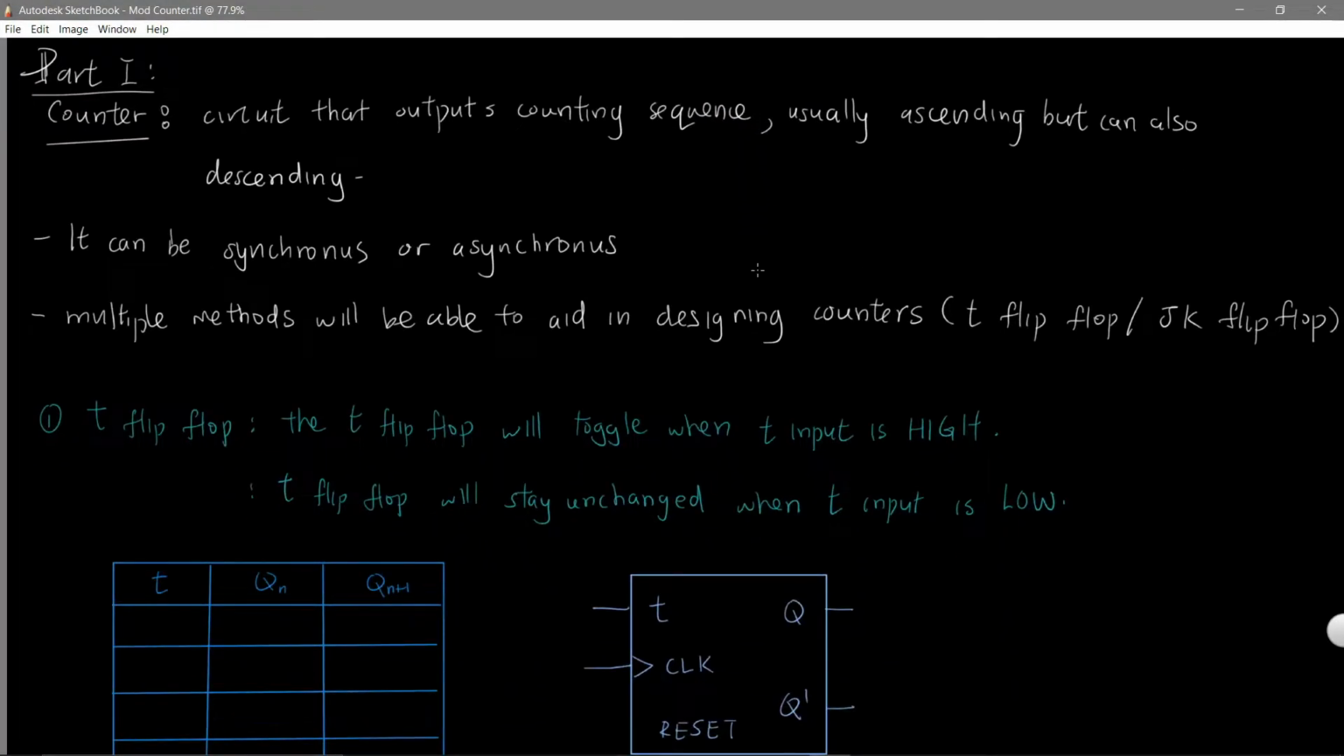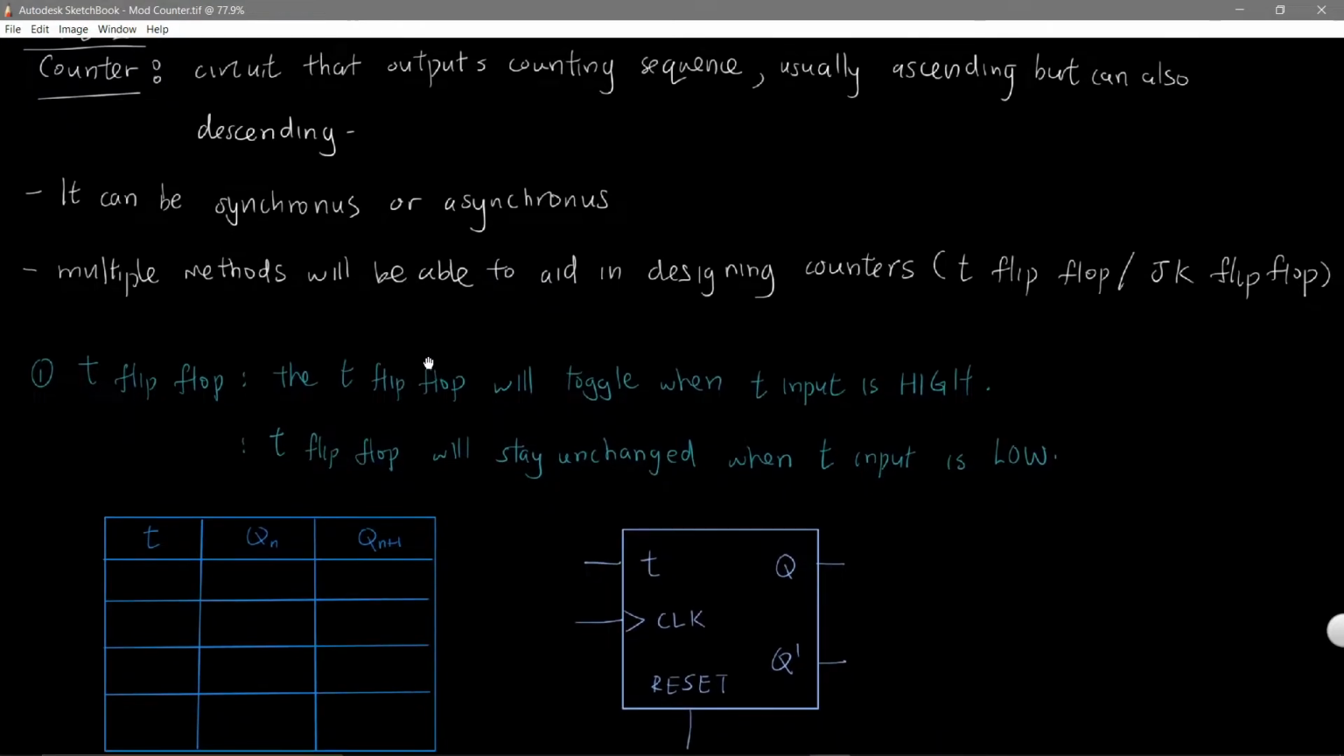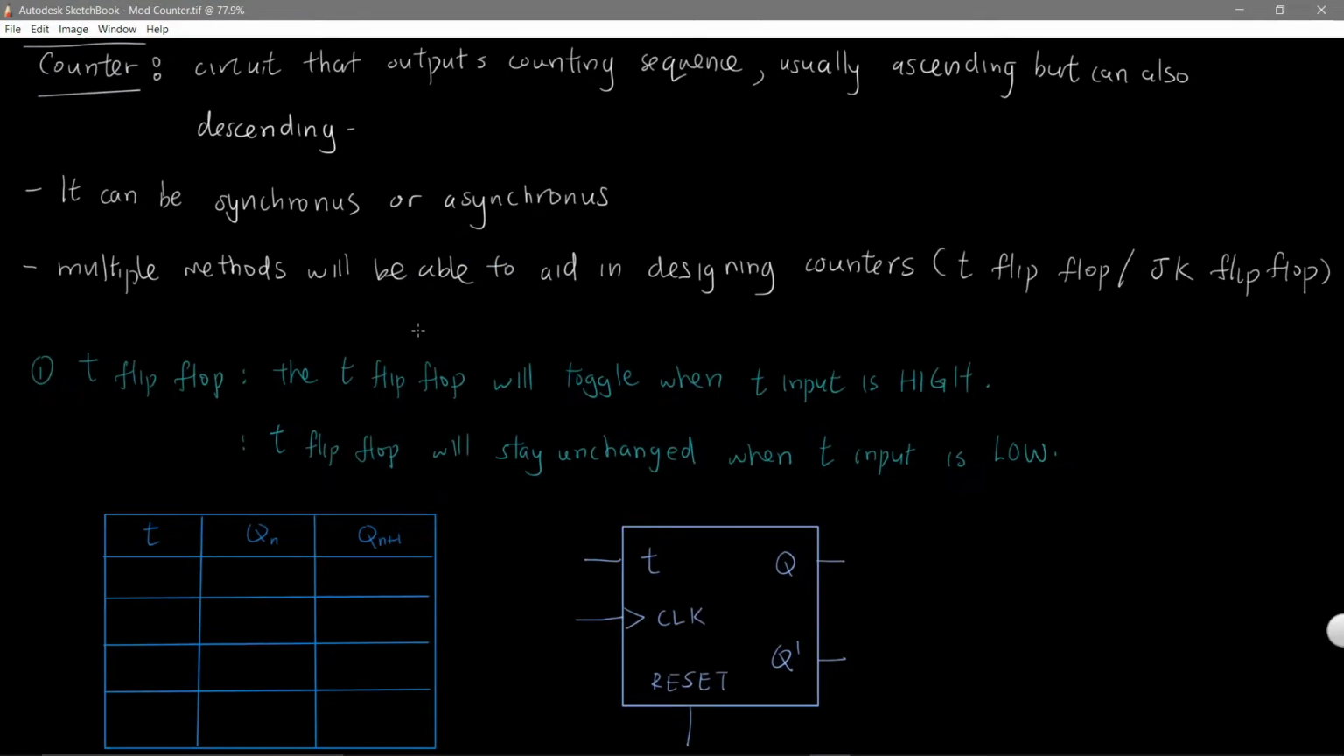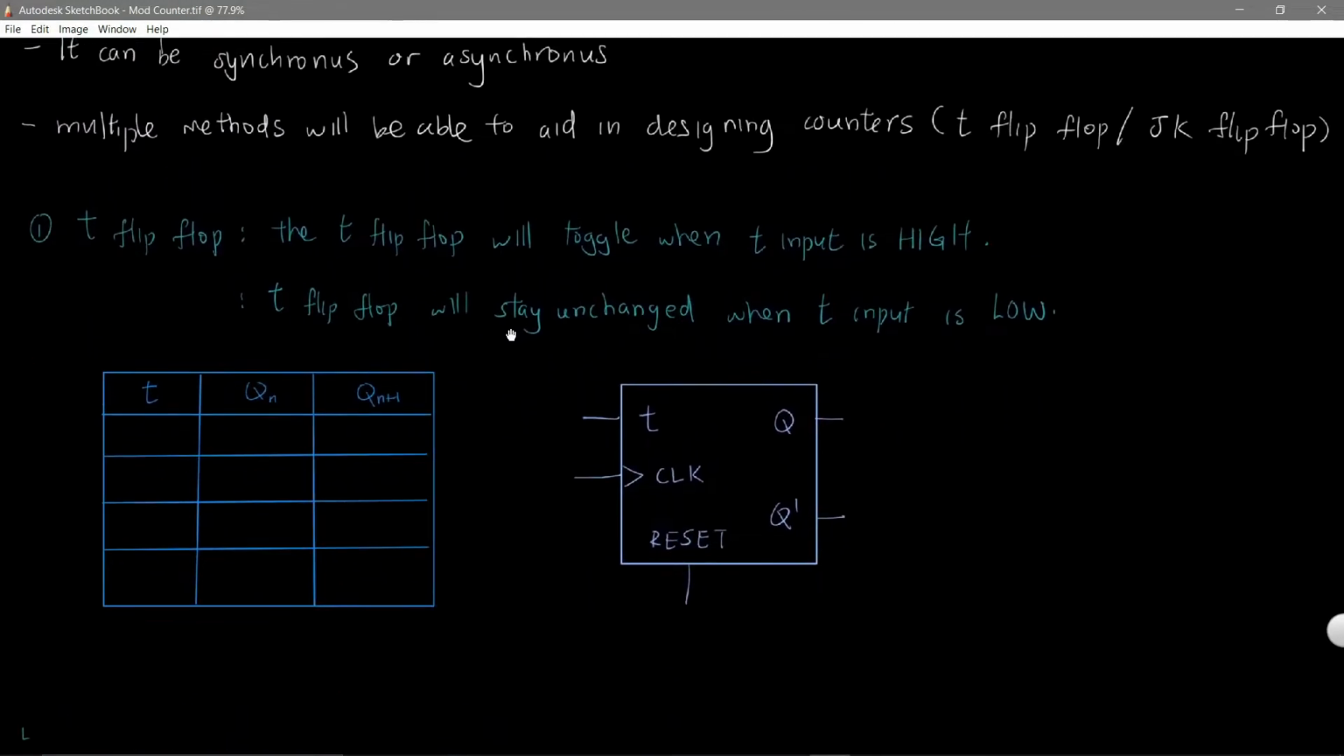And now the first part, counter. A counter is a circuit that outputs its counting sequence, usually ascending but can also be descending. It can be synchronous or asynchronous, depending on the design of your circuit. It could also be implemented using different flip-flops, like T flip-flop, like D flip-flop, and I will explain their combinations in a later part. Let us start with how a T flip-flop works.